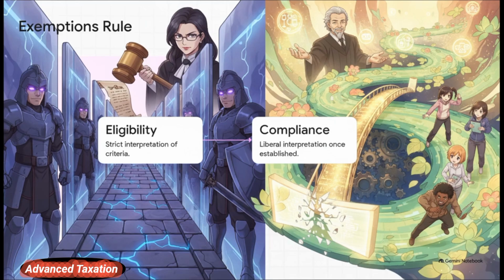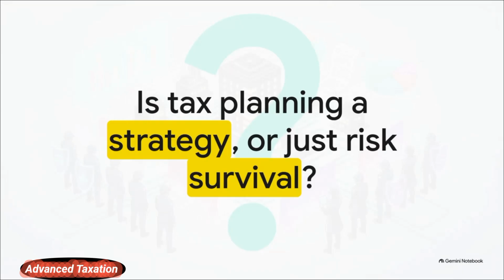In the first stage, the eligibility stage, the courts apply strict, literal interpretation. There is absolutely zero wiggle room here. But if a taxpayer successfully proves their technical eligibility, then they get to enter the compliance stage, where courts will actually offer a more liberal interpretation of minor procedural requirements. But make no mistake, you must decisively prove your absolute right to the exemption before you get even an ounce of administrative flexibility.